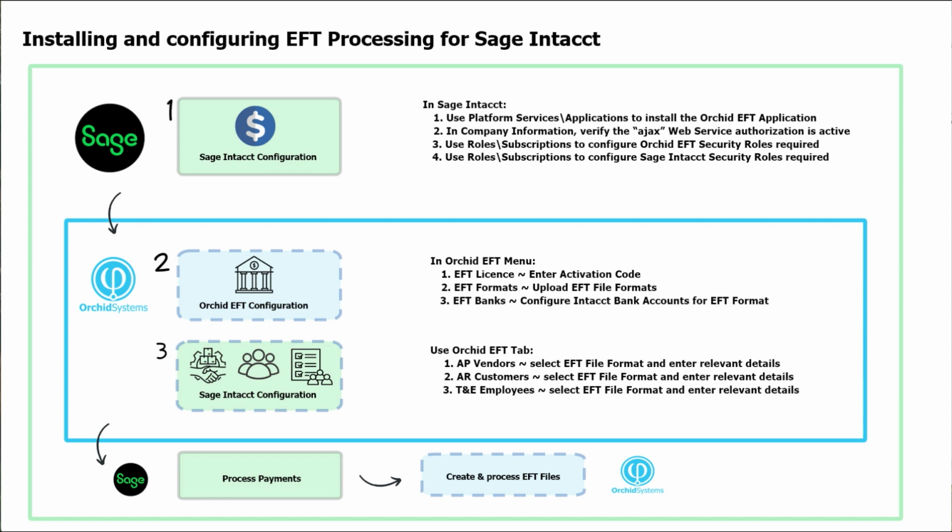There are also some security roles that you need access to in Sage Intacct in order to generate the files. After the installation, we're going to see the different EFT options: EFT license, where to enter the activation code, EFT formats, how to upload your EFT formats that you're going to use, and EFT banks, configuring those banks to use the required formats. And after that, we'll look at configuring the AP vendors, the AR customers, and their time and expense employees using the Orchid EFT tab on those master files and how to set the configuration. And then you're set to do the process of payments and creating the EFT file, which will be covered in another video.